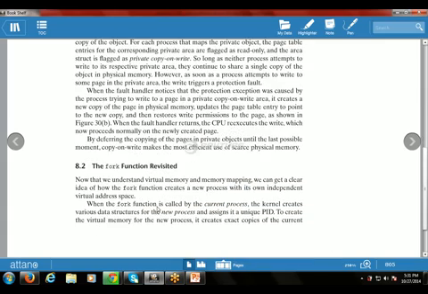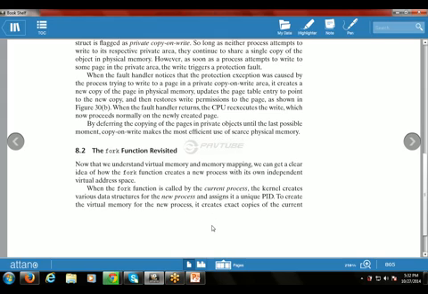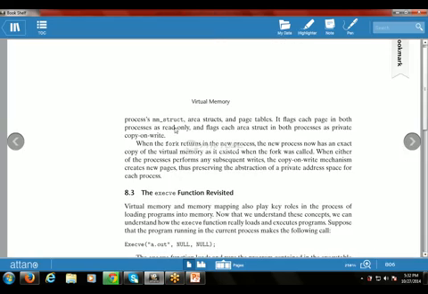Next is the fork function revisited, that is, how the fork function works with memory mapping. When the fork function is called by the current process, the kernel creates various data structures for the new process and assigns it a unique PID, that is, a process ID. To create the virtual memory for the new process, it creates an exact copy of the current process's mm_struct, area structures, and page tables. When fork returns, the new process has an exact copy of the virtual memory as it existed when fork was called.